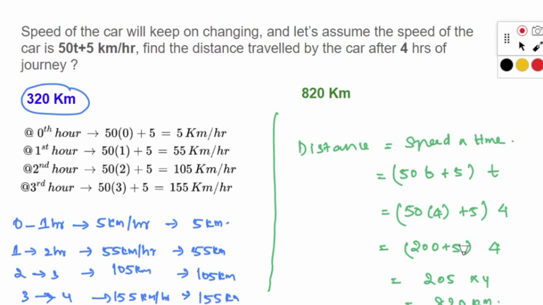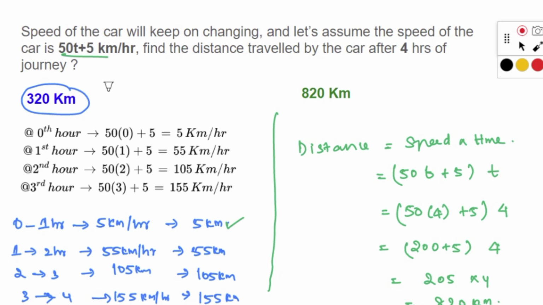Okay, which is correct? Sadly, both are wrong. By seeing the first solution, we can understand that the car is going at a 5 kilometer per hour speed for the first 1 hour. But that is not true, right? If you take the speed equation 50t plus 5, at 0 time the speed is 5 kilometers per hour.